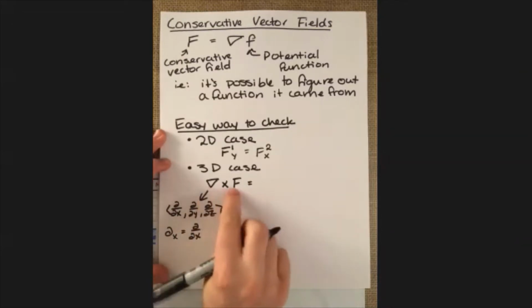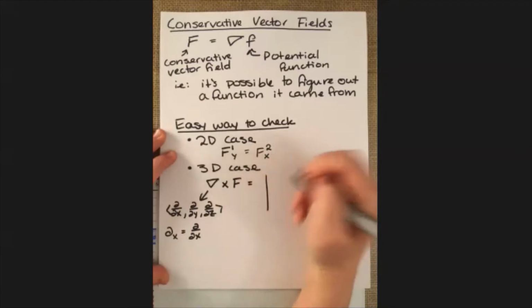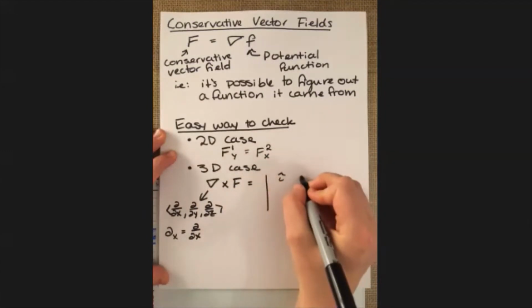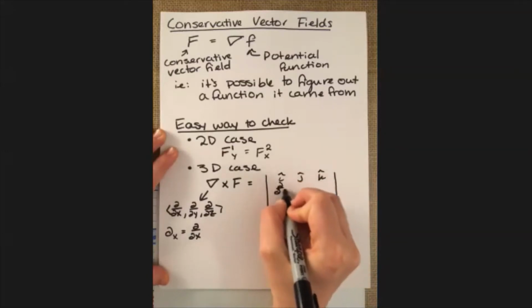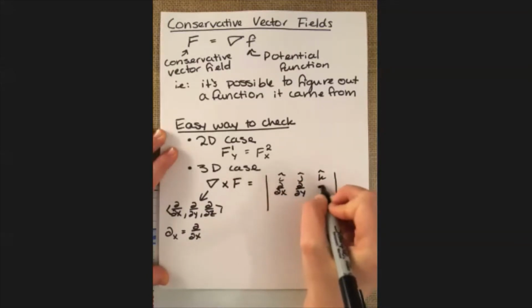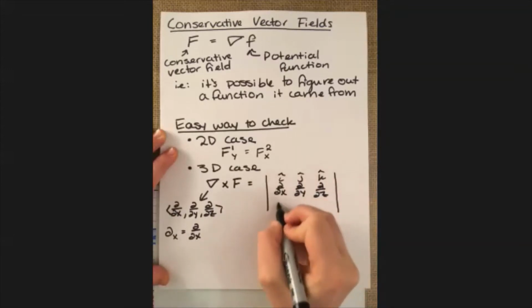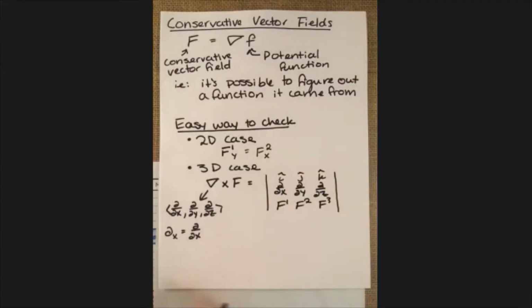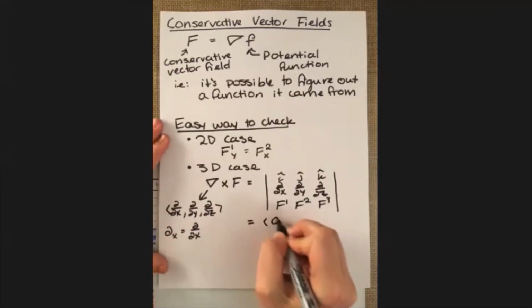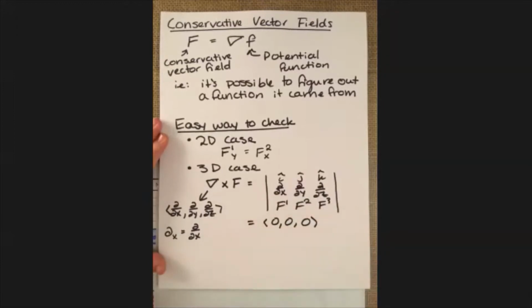But anyway, when we take this crossed with F, you do the determinant of i hat, j hat, k hat, and then we put our partial derivative operators in here, and then our components of our vector field. So no partial derivatives have been computed yet, but working this out, you'll compute a bunch of partial derivatives, and if it comes out to be equal to the 0 vector, then you know that you have a conservative vector field. And that's pretty much all there is to checking.